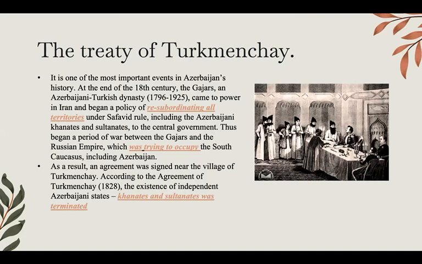Thus began a period of war between the Qajars and the Russian Empire, which was trying to occupy the South Caucasus, including Azerbaijan. As a result, an agreement was signed near the village of Turkmenchai, and according to the agreement of Turkmenchai, the existence of independent Azerbaijan states, Khanates and Sultanates, was terminated.